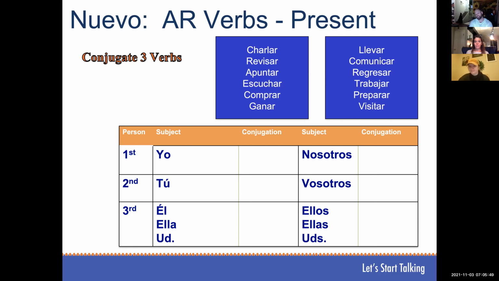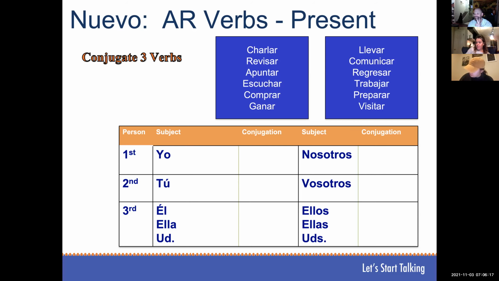Okay, so well, let's just do three in total. So Carly, give me one of these verbs. First, let's go through this list to make sure you understand all of them. These are some of our really commonly used AR verbs. So we've got charlar. Small talk. Yeah, to chat. Revisar. I don't remember that one. To check. To check, to review, yeah.